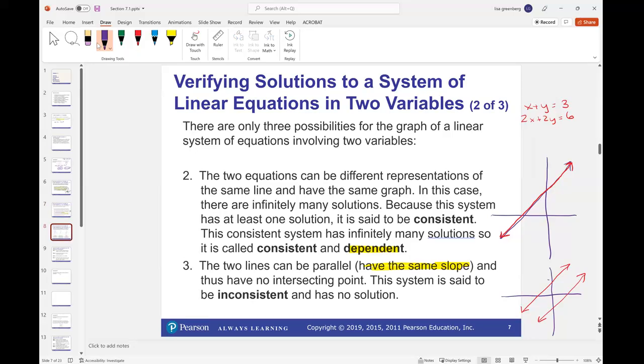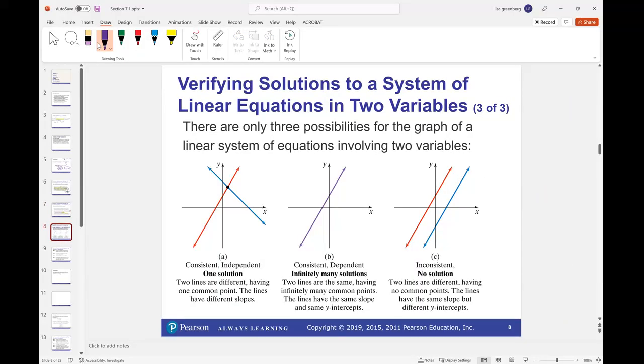Okay. And here's the picture that I wanted to show you. So one solution right here. This one has infinite solutions. Every single point, do it in red, every single point on this line is a solution, and there's actually infinitely many points on the line. And here we have, it's inconsistent, it has no solution because they're parallel, okay?